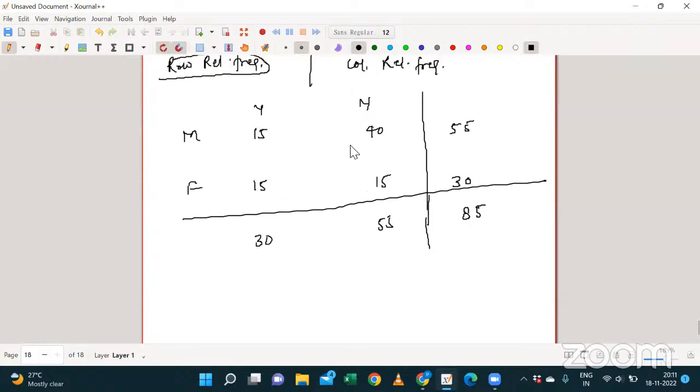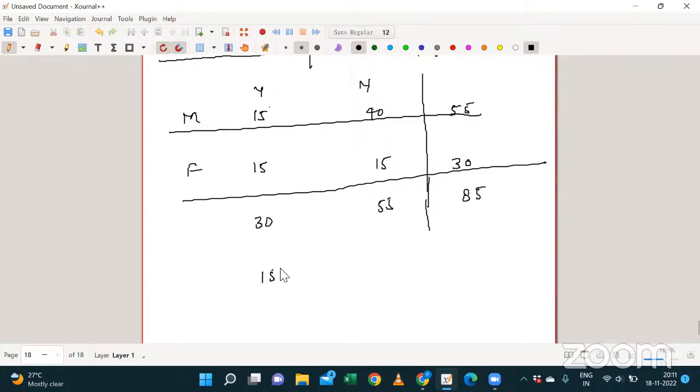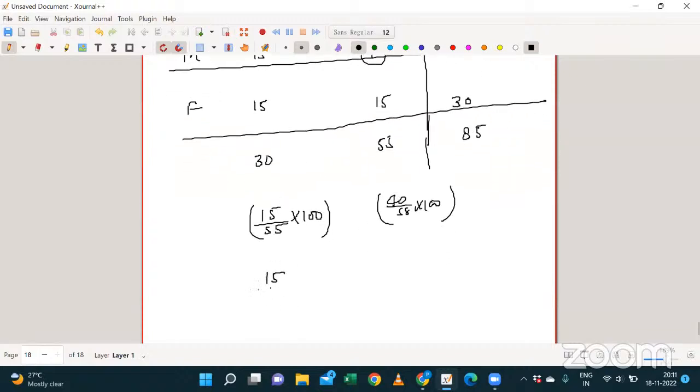Now, row relative frequency. Relative frequency is nothing but frequency divided by total, and I'm interested in rows. So for the male row, how can I compute it? 15 divided by the row total 55. Let's compute in percentage, so just multiply by 100. For 40, it's 40 divided by 55 into 100. For the second row, again 15 divided by 55 into 100, then 15 divided by 55 into 100.